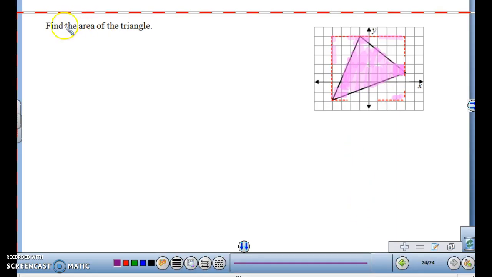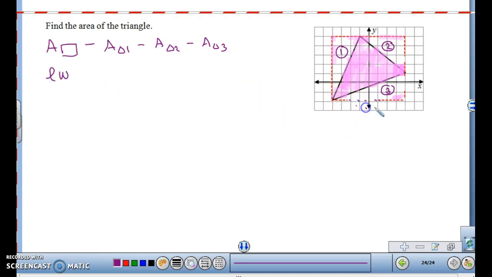So what I'm going to do is find the area of the rectangle, and I'm going to subtract out the area of this triangle, and this triangle. I'll draw that back in. I'm going to subtract out those three areas, and I will have the area of the figure that I wanted. Okay, so the area of the rectangle, we're going to start out with that. That's the whole area. Area of the rectangle is length times width.